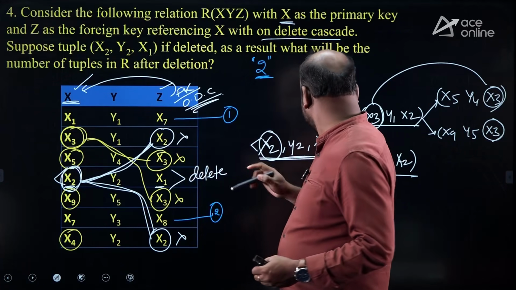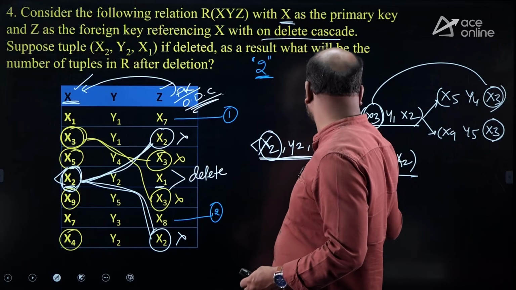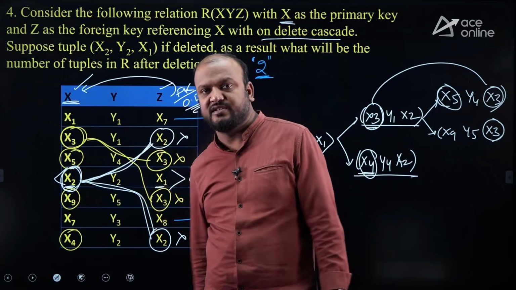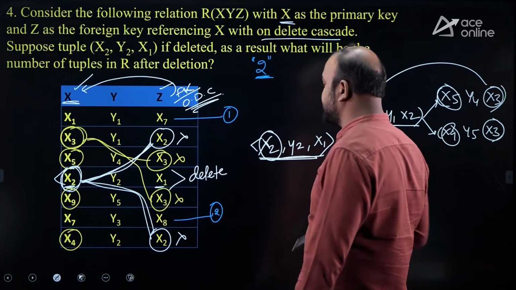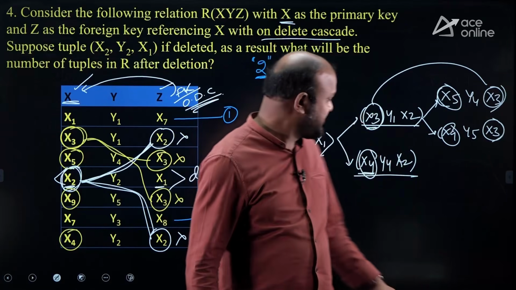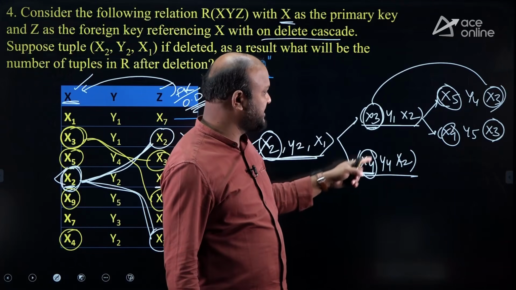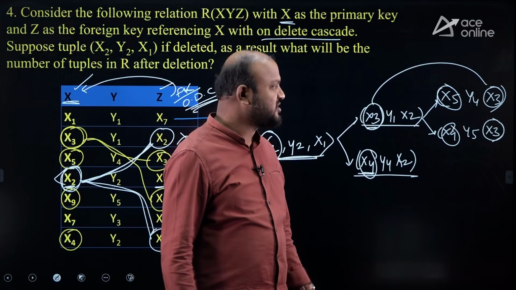And for x4, we don't have x4 in the z column, means no child for this. And whenever you delete this x5, again you have to look for its child. x5 is not in the z column and x9 is not in the z column, means these three do not have any children. For this, these two are children. For this, these two are children, and this does not have any children. That does not have any children.